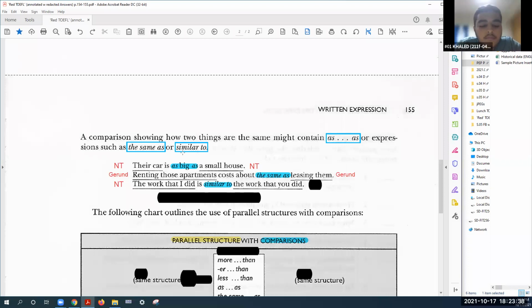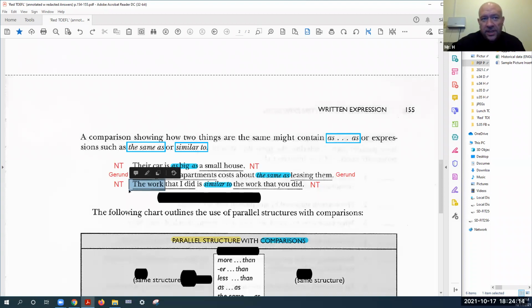The work on the left and the work on the right. You understand? So that I did is the adjective. That's right. It's an adjective clause, remember? Yes. Because it describes the work. Which work? The work that I did. And the work that you did. It's an adjective clause, right? But what is the key word in this situation? It's the work. Yeah? Do you understand?